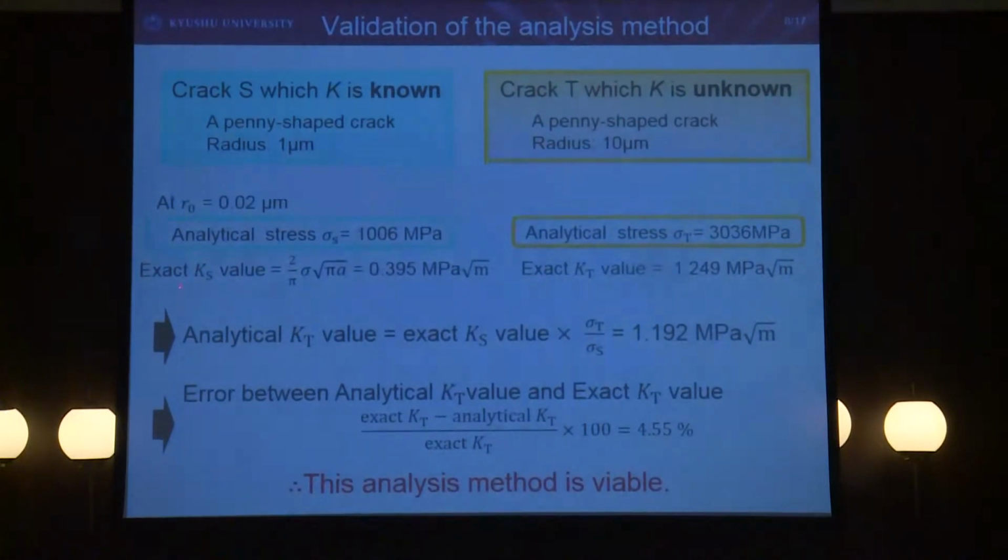And then the exact KS value is 0.395 megapascal root meter, and the exact KT value is 1.249 megapascal root meter. So, the analytical KT value by using this analysis method was 1.192 megapascal root meter. And then the error between the analytical KT value and the exact KT value was 4.55%. Therefore, this analysis method is viable.